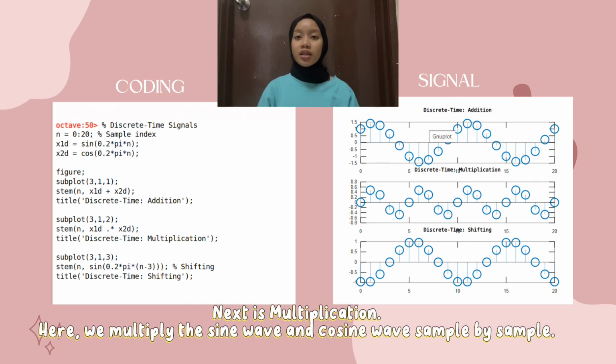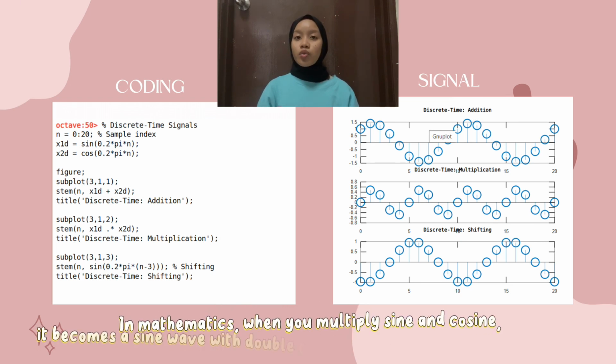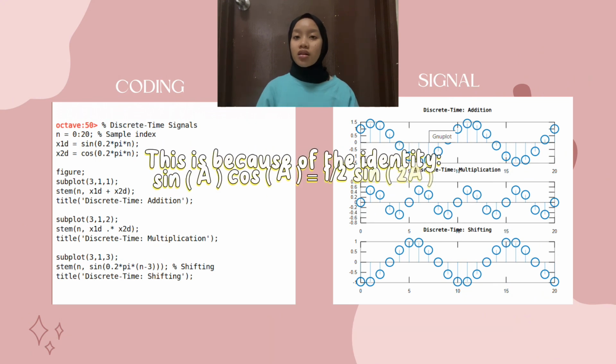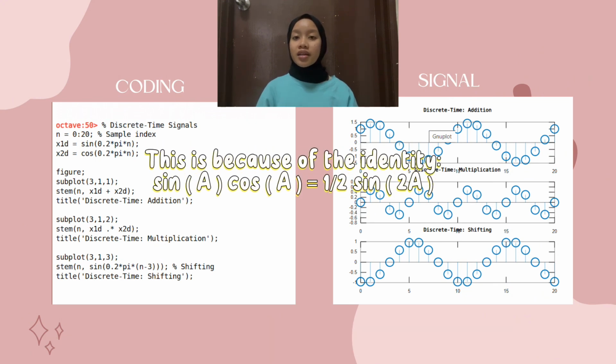Next is multiplication. Here we multiply the sine wave and cosine wave sample by sample. In mathematics, when you multiply sine and cosine, it becomes a sine wave with double the frequency and half the amplitude. This is because of the identity sin A cos A equals 1 over 2 sin 2A.